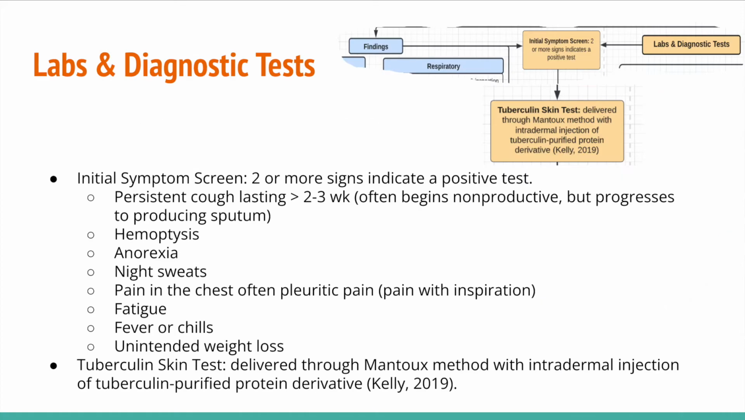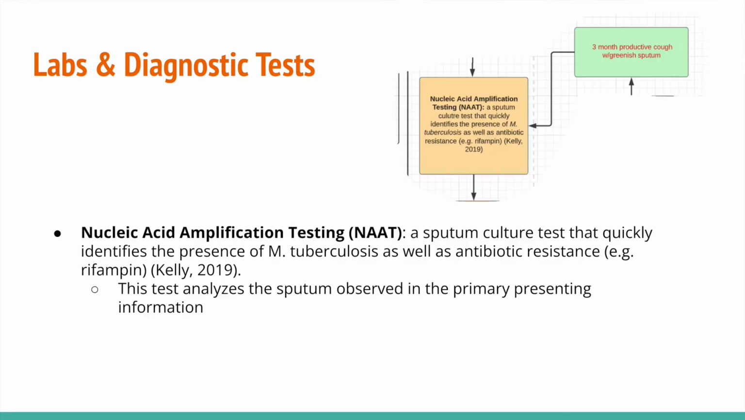Labs and diagnostic testing starts off with initial symptom screen, looking at the client's history, and identifies any indicative signs and symptoms that can correlate to a specific disease such as TB. A TB test involves an intradermal injection that tests client response to a certain fluid that indicates TB infection. Nucleic acid amplification testing, or NAT, is a sputum culture that looks into if the patient has M. tuberculosis, as well as get a snapshot of any antibiotic resistances such as rifampin.